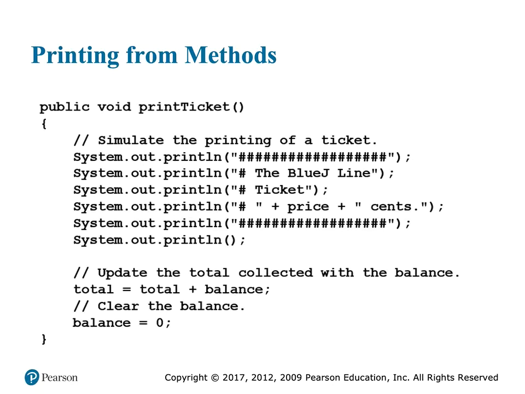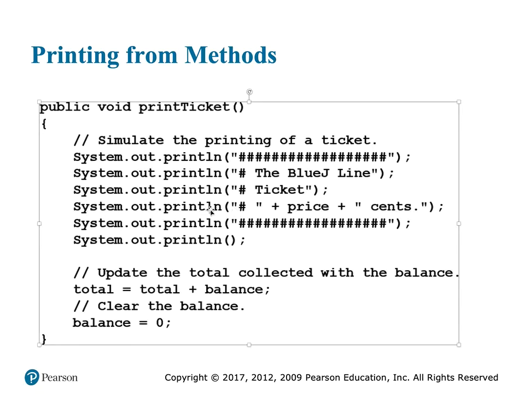Okay, so we have a comment: simulate the printing of a ticket. Print a line with a bunch of hashtags, or pound signs. System out println, print a new line, and then a little bit, system out println, another line. This is the line we want to focus on right here, the string concatenation.